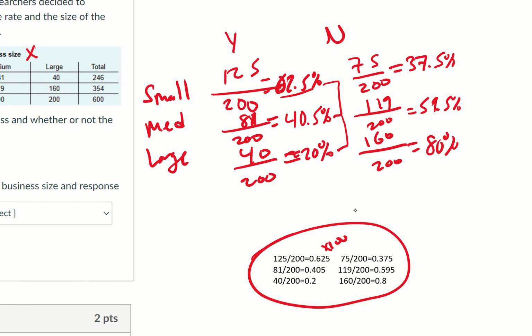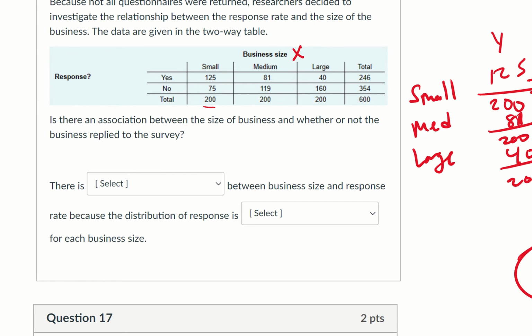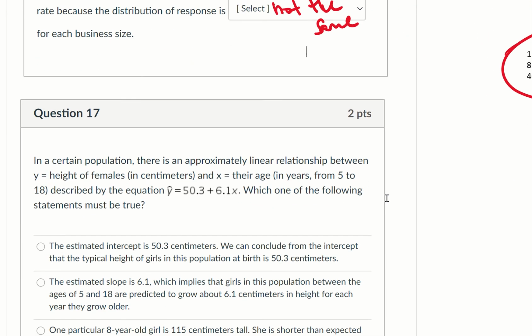And so their response rate diminished, right? And so this is the relationship that we see. We see an association, somehow we see an association between the size and the response rate. And so yes, there is an association. So there's an association between business size and response rate, because the distribution of the responses is not the same for each business. So the distribution changes for the size of the business.